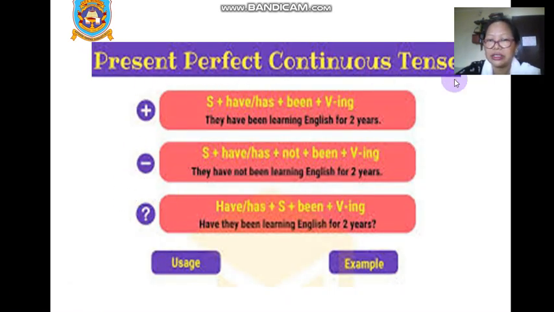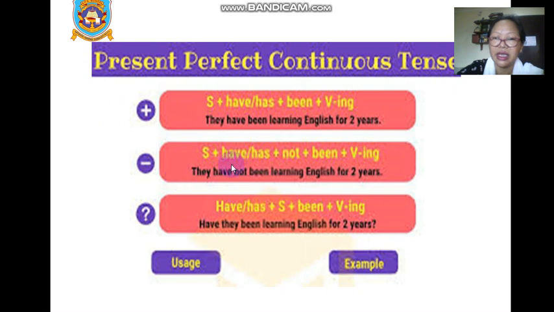With present perfect continuous tense, the structure is subject plus have/has plus the helping verb been plus the verb with ing. That means the action word will have ing with it, like eating, learning. So, they have been learning English for 2 years. That means they started learning English 2 years ago and it is still going on. It is have been or has been, depending on the person. This is a positive sentence.